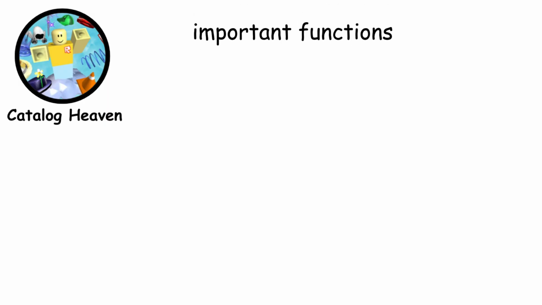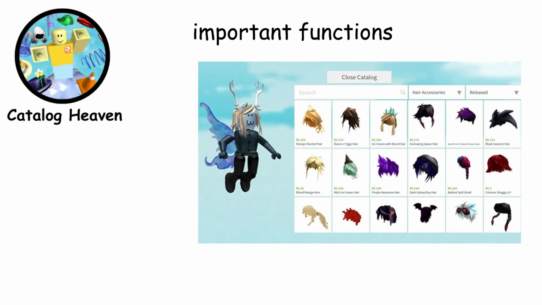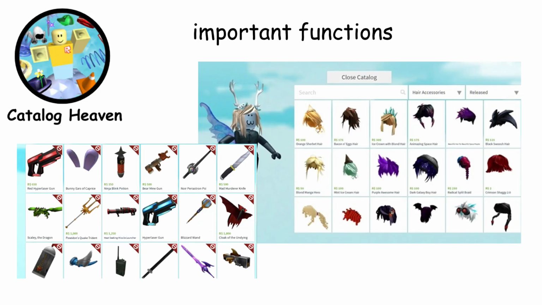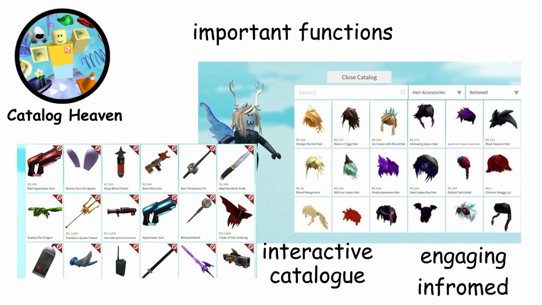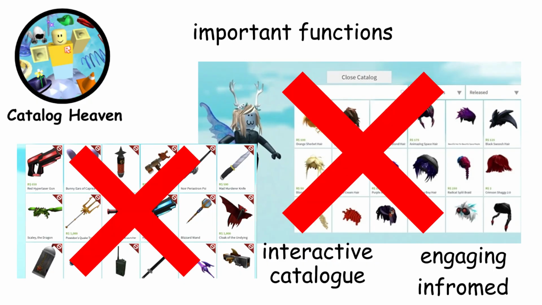Catalog Heaven had served multiple important functions beyond entertainment. New players used it to understand how different items worked, developers tested gear for their games, and players discovered items they might want to purchase. The game was essentially an interactive catalog that made the shopping experience more engaging and informed. But platform restrictions broke this functionality.